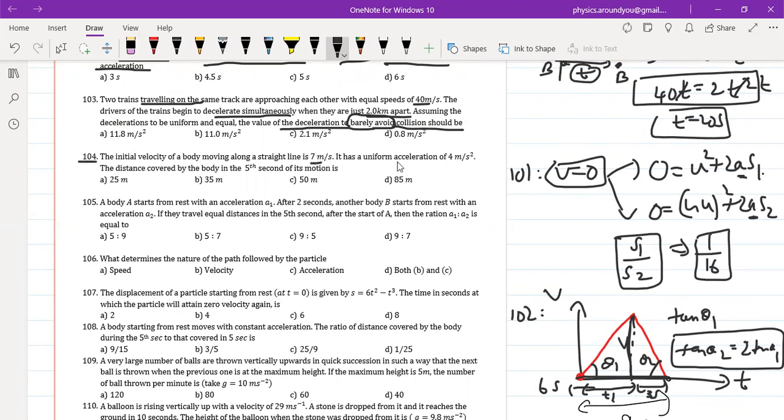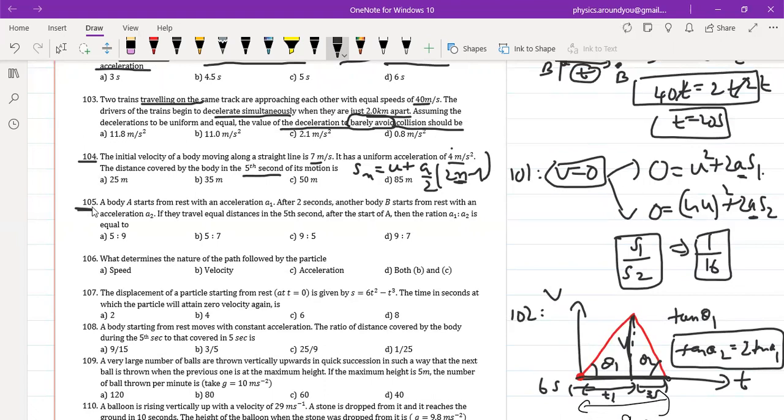Initial velocity is given, acceleration is given, distance covered by the body in the fifth second. Straight away formula application, Sn equal to u plus a by 2 into 2n minus 1, where n value is given as 5, a is given as 4, u is given as 7. Put the numbers, get the answer. Cool. So question number 105.